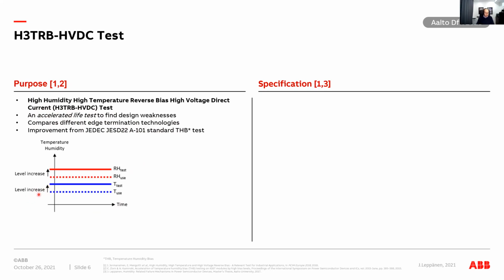And how it is done. Well, of course, we elevate the temperature level, and we elevate the relative humidity level, and then we use typical voltage levels. So we don't accelerate it by voltage. We just use typical voltage levels in the application.